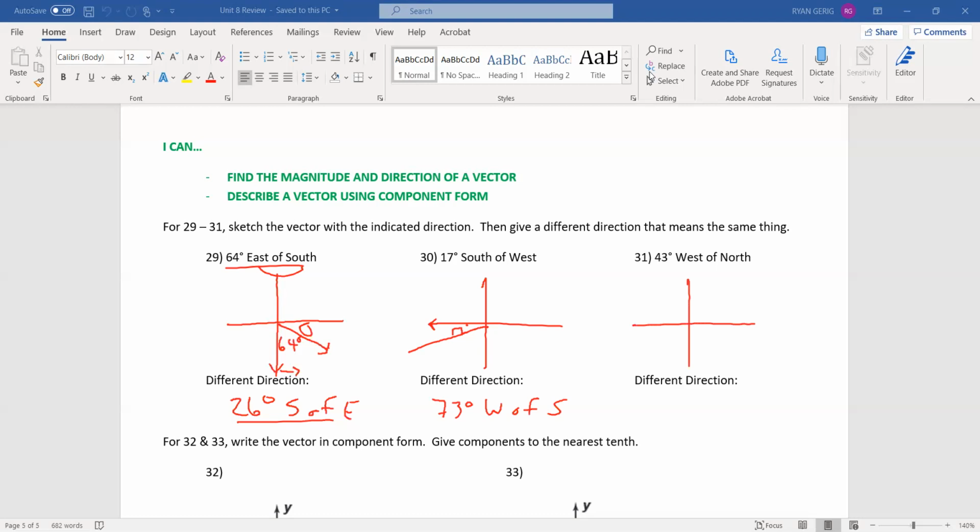So I'm traveling west of north. So 43 degrees is about halfway, not quite. 43 goes there. The other direction would be 47 degrees north of west.